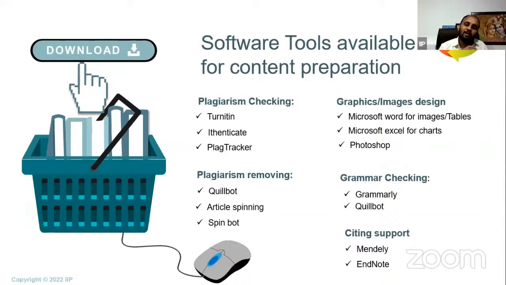Article spinning and Spinbot are free software tools for plagiarism removing, but the quality output you can expect is in the Quillbot tool. But it is a paid version. For limited usage with different email IDs, you can manage with the free version of Quillbot. But while removing plagiarism, please keep in mind that when you place content, there may be a chance of removing the keywords of your content, because the key terms which have to be retained in the content also will be altered by these tools.